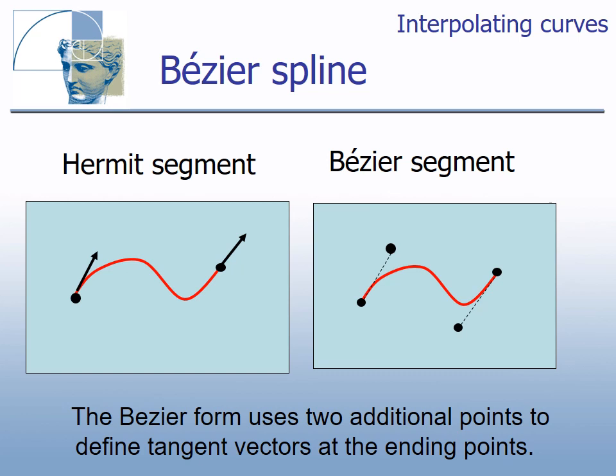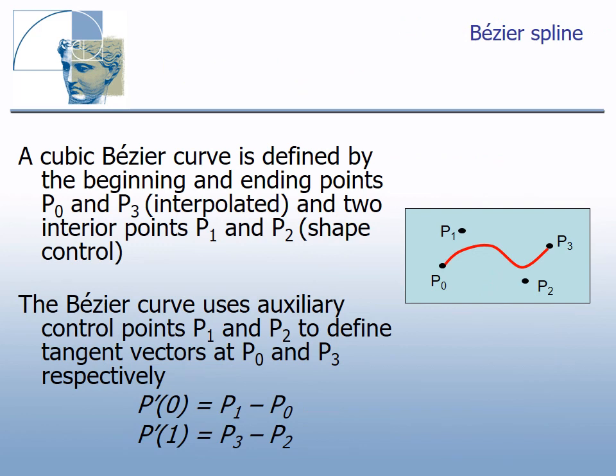The Bézier spline is also derived from the Hermite curve. The Bézier form uses 2 additional points to define tangent vectors at the ending points as shown in the right image. A cubic Bézier curve is defined as shown by the beginning and ending points p sub 0 and p sub 3, which are interpolated by the curve, and 2 interior points p sub 1 and p sub 2 used for shape control. The Bézier curve uses auxiliary control points p sub 1 and p sub 2 to define tangent vectors at p sub 0 and p sub 3 respectively, by the expressions shown at the bottom.